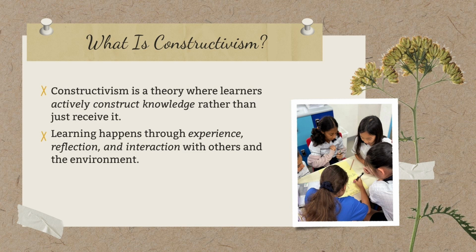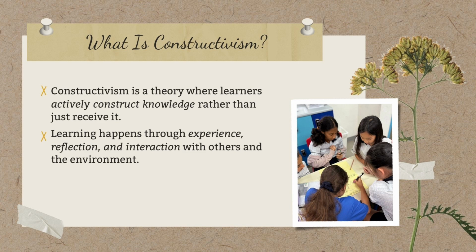And next, the second definition of constructivism is that learning happens through experience, reflection, and interaction with others and the environment. So like I said earlier, it's quite different, but this means that learning is not just about reading or listening, but about being actively involved in experiences that help shape understanding. So when students engage in hands-on activities, reflect on what they've learned, and interact with others, they develop deeper and more meaningful knowledge. The environment and social interactions play a big role as they allow learners to share ideas, solve problems together, and connect new lessons to real life situations.